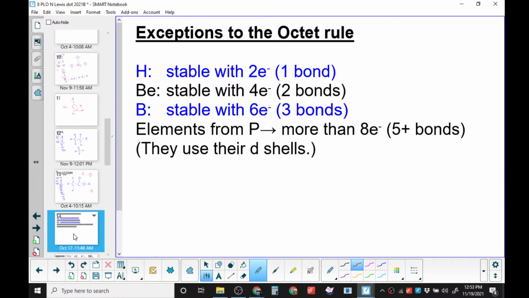So starting from phosphorus, everything after P. Essentially, what obeys the octet rule are those ones: carbon, nitrogen, oxygen, and fluorine. You'll find that chlorine often does too, but it doesn't have to. It only happens if they're the central atom. The outer atoms will be fine with their octet, but if you have to take more, if they're the central atom, they will.